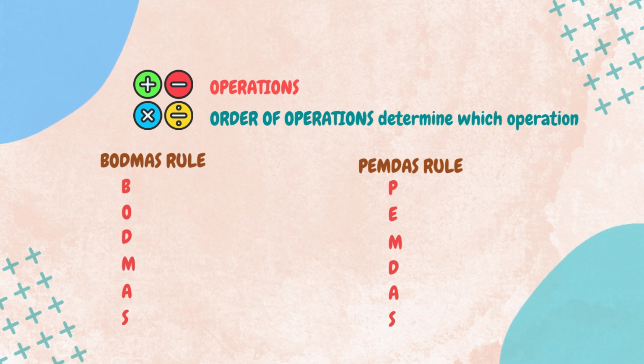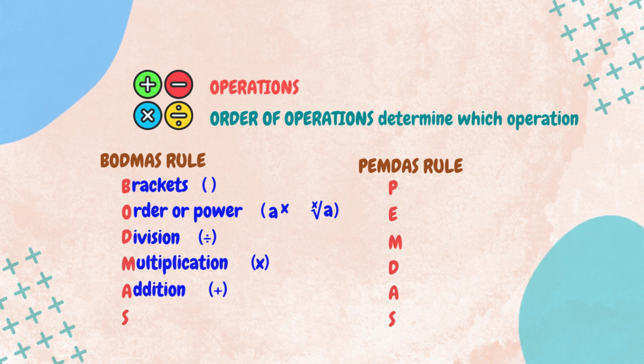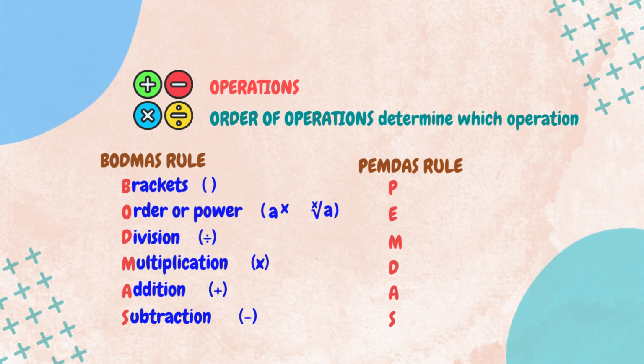The BODMAS rule. According to the BODMAS rule, the order of operation should be B for brackets, O for order or power, D for division, M for multiplication, A for addition, and S for subtraction. Note that if multiplication or division appears consecutively, the operation that appears first should be performed. Similarly, if addition or subtraction appears consecutively, the operation that appears first should be performed.